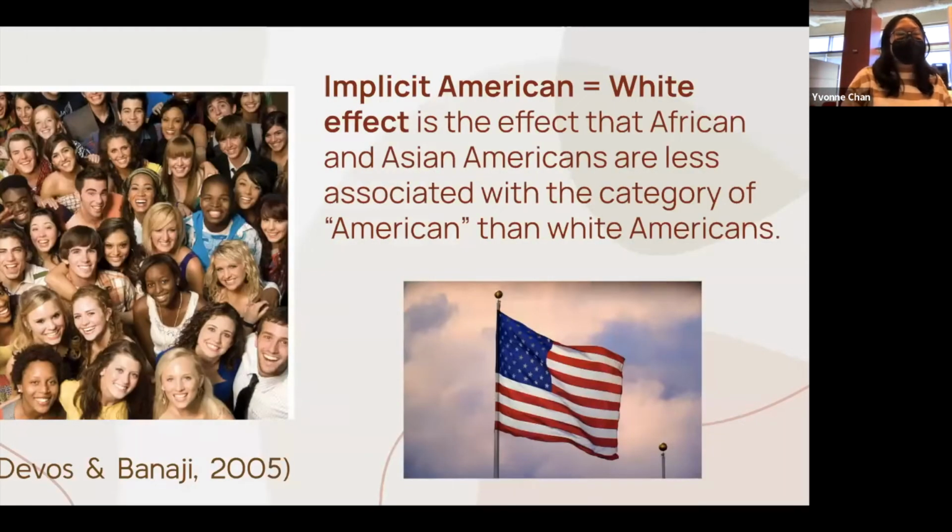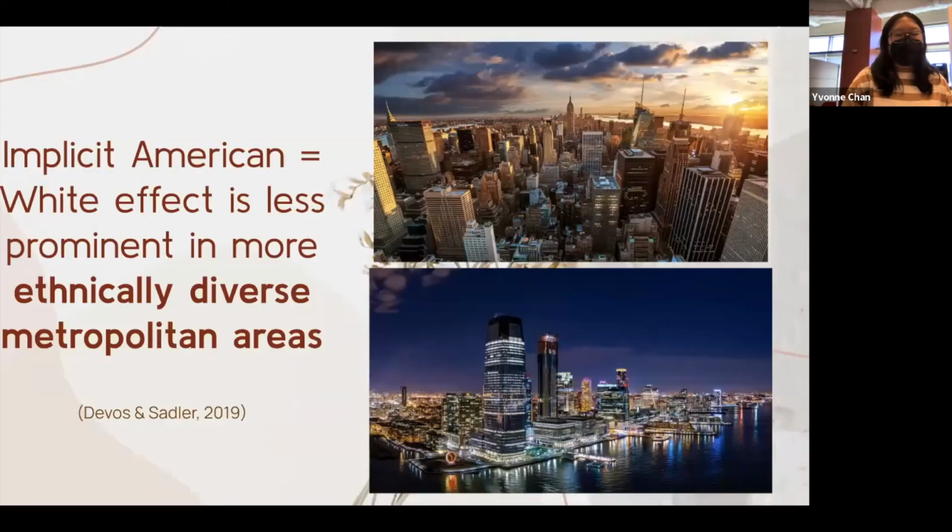The implicit American equals white effect is the main implicit bias that I'm studying. It's the effect that Asian Americans are less associated with the category of American than white Americans. Research has shown that this effect is less prominent in more ethnically diverse metropolitan areas, implying that exposure to members of ethnic minorities may decrease implicit bias.